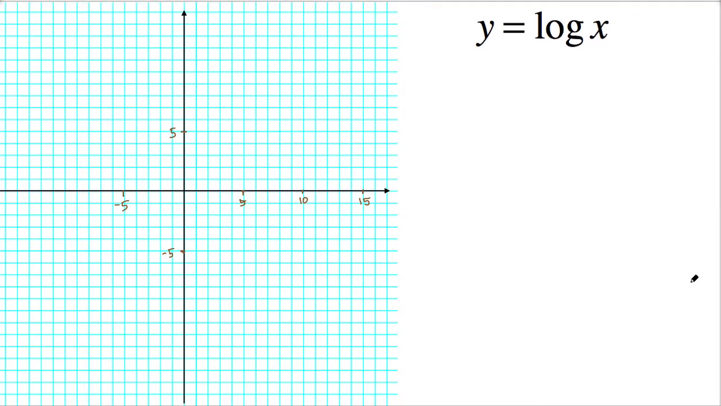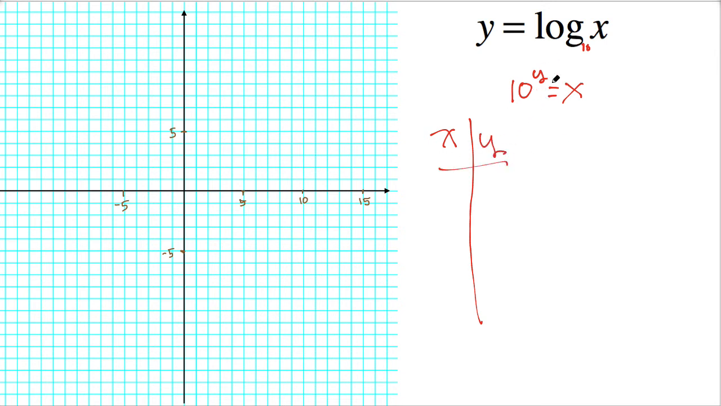Now let's take a look at a standard log or a base 10 log. And we're really going to have the same situation. Let's do a table of values. Well, first off, let's rewrite this. Log of x really means log base 10 of x. We don't write the 10. So if we were to write this in exponential form, this would be 10 to the y equals x.